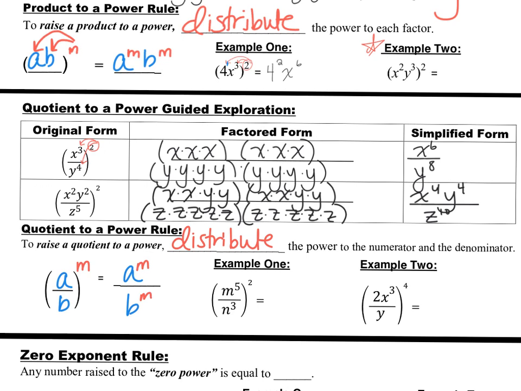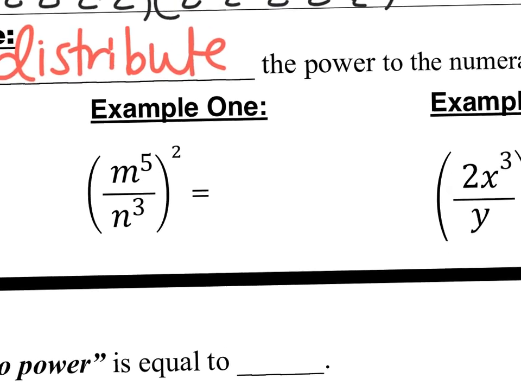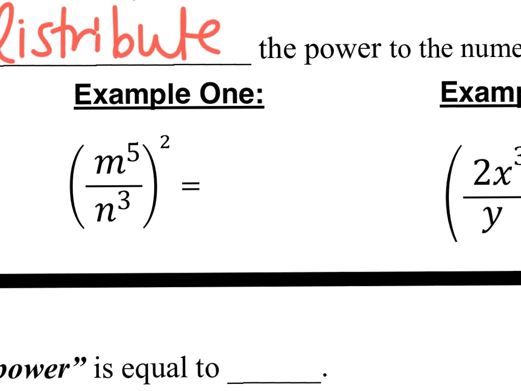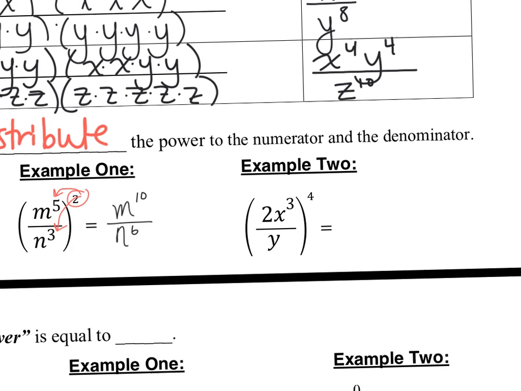So in our notes today, notice that the factored form gives us a nice visual of where the simplified form comes from, but if you remember the rules, you do not have to write the factored form each time. So in our example here, I'm going to distribute the power to the numerator and to the denominator. That would give me m to the 10th power divided by n to the 6th power. So go ahead and try example 2 and we'll check that in class tomorrow.